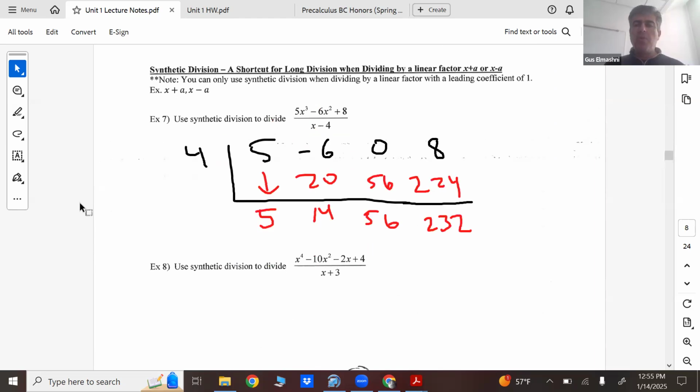Let me go back to this right here. When you do this, what do those numbers at the bottom represent? They represent the coefficients of your answer. And you always go 1 degree less because you have x cubed over x. So it becomes 5x squared plus 14x plus 56 plus 232 over x minus 4. That's how you wrap it all together.